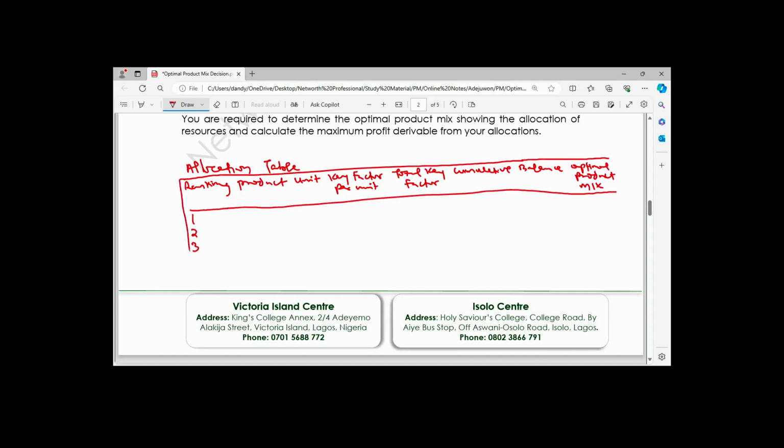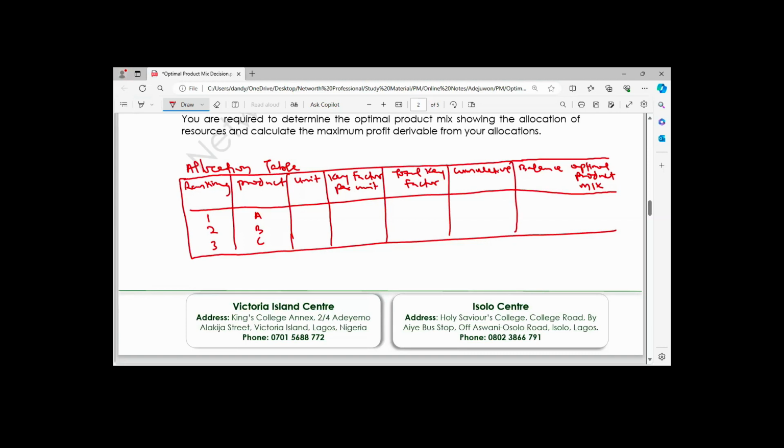What are you allocating? You want to allocate the limited scarce resources among the competing product lines. Say, for example, you have products A, B, and C, and you have ranked them in that order, number 1, 2, 3. So put the units, key factor per unit, cumulative, balance. So whatever it is, the units, you put it there.